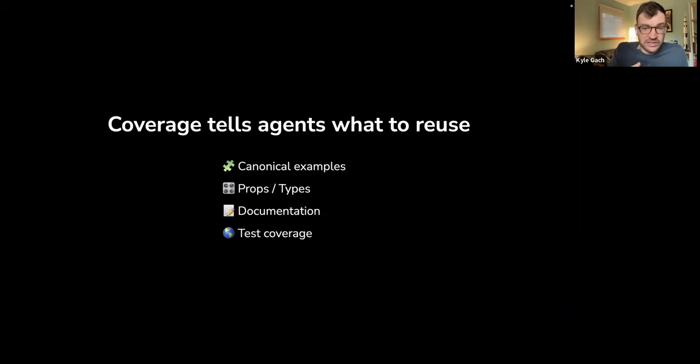Like I said, the stories serve as canonical examples. We have a docgen workflow that extracts information about the props and the types of the component. The documentation you've added is certainly useful to the agent. And those stories serve as test coverage as well. All of that tells the agent what to reuse. When there are missing patterns or missing metadata, that's when the agents improvise. So the more we can provide that information, the better.